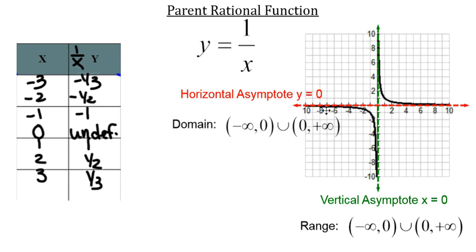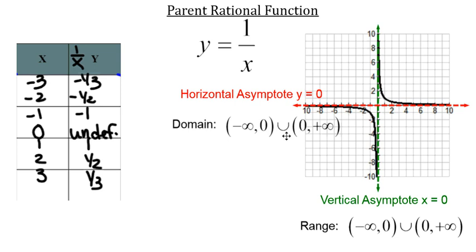That affects our domain and range. Remember, domain looks from the left to the right, the inputs. So again, we're going from negative infinity up until 0. We cannot include it because of the asymptote, but everything greater than 0 we can use. So we're joining the two pieces of the domain together, putting them in union.